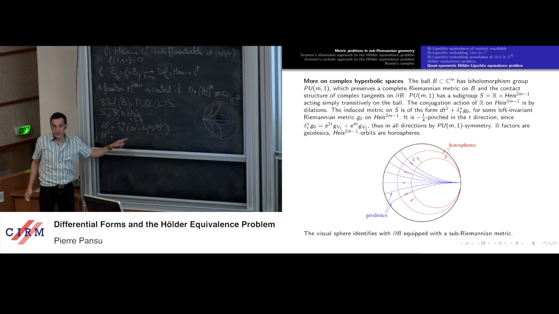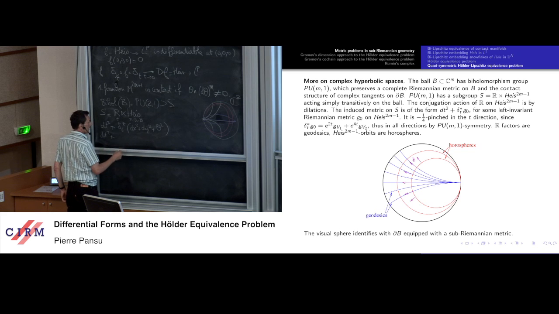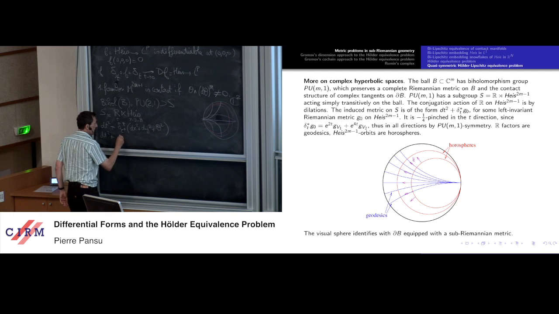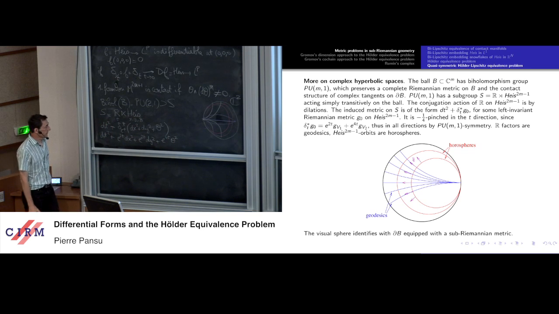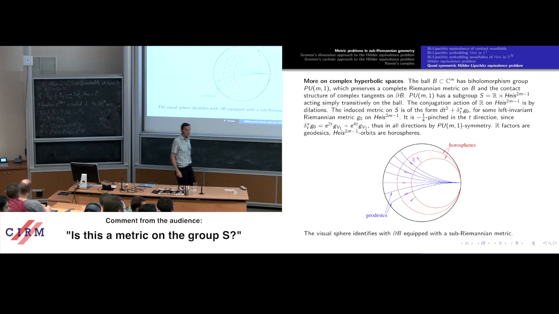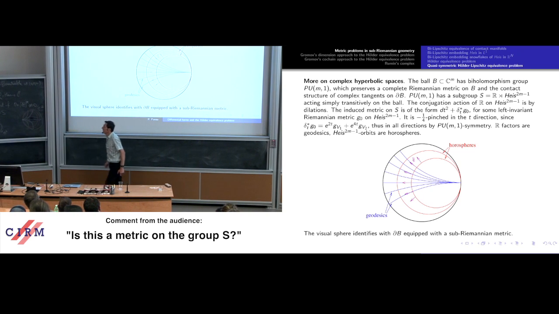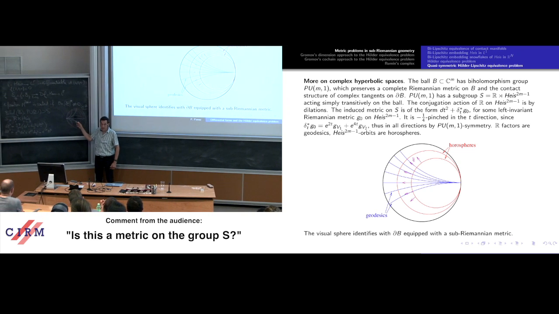So horizontally, the x coordinate is multiplied by e to the t, for it to be really a one-parameter subgroup. And this gives e to the 2t dx squared plus e to the 2t dy squared plus e to the 4t theta squared. That's the induced metric along some orbit.